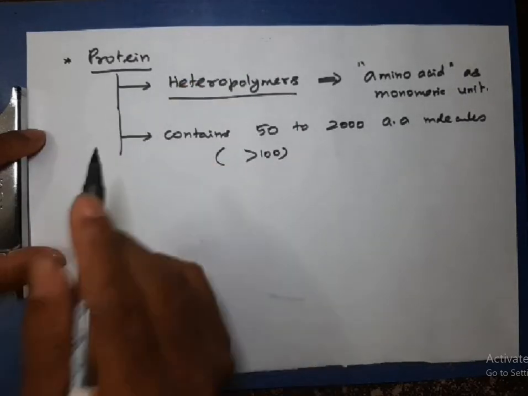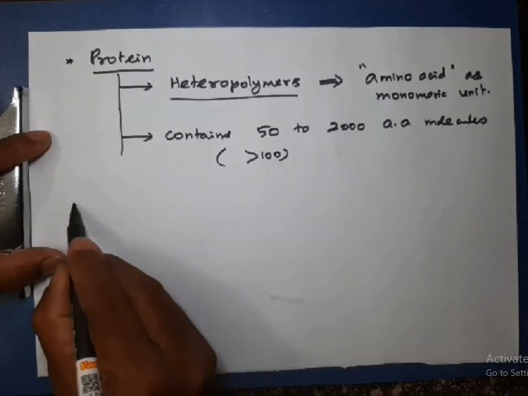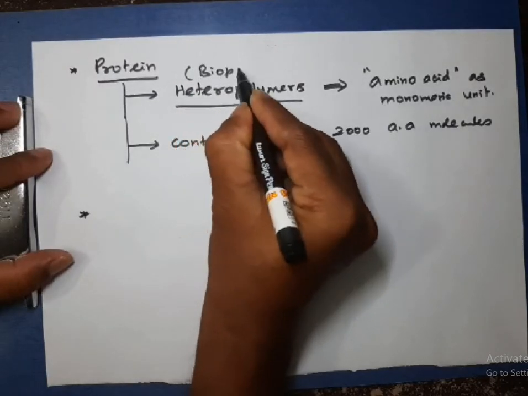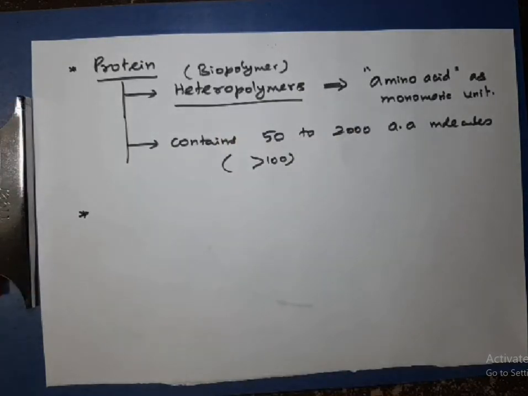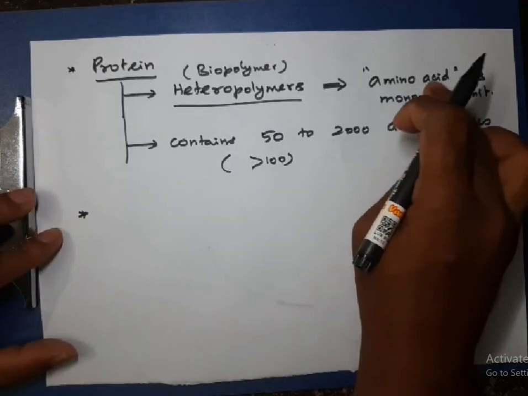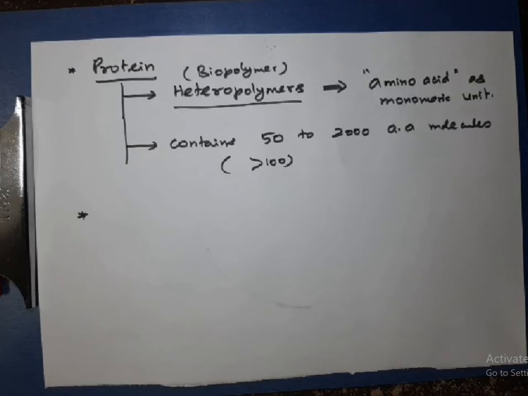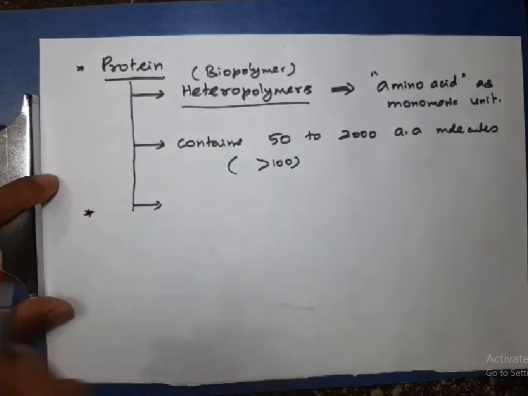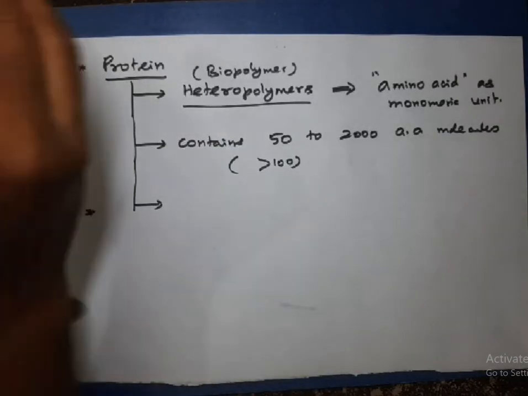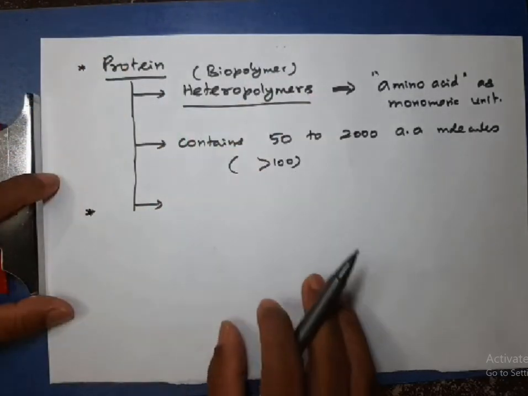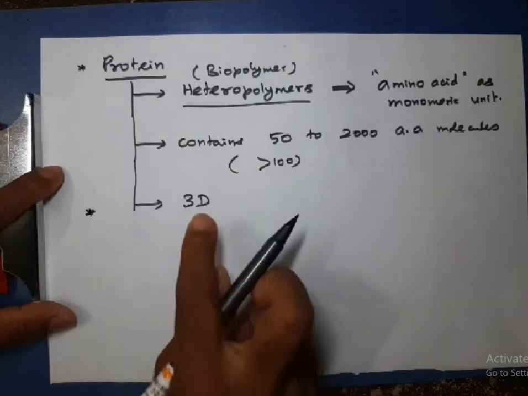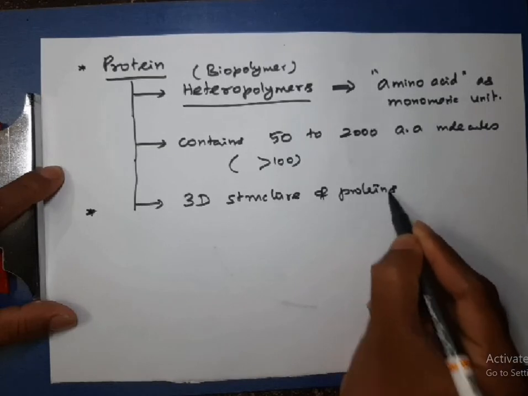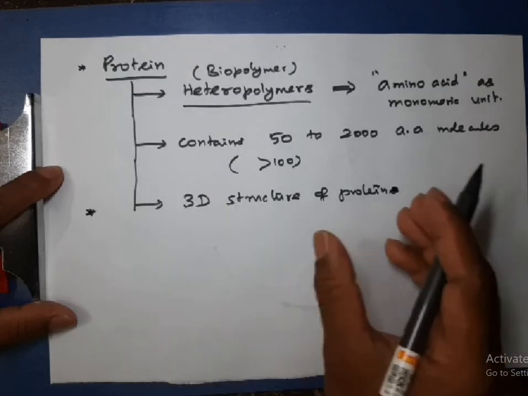Then we classify proteins into two. So, proteins are nothing but heteropolymers. They are biopolymers. Very specifically, heteropolymers. They consist of many amino acid molecules joined together through peptide linkage. Now, each and every protein, I'd like to include that point here, has a specific function. The specific function of a protein is actually determined by its three-dimensional structure. 3D means three-dimensional. The three-dimensional structure of a protein determines its specific function.